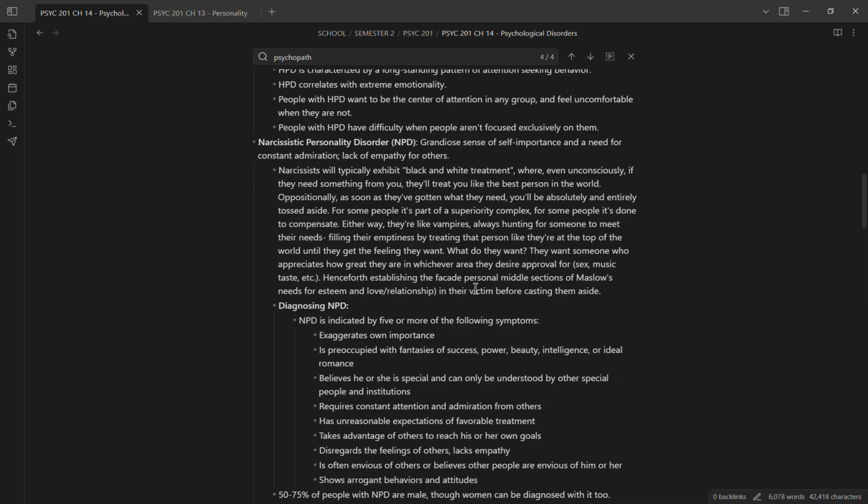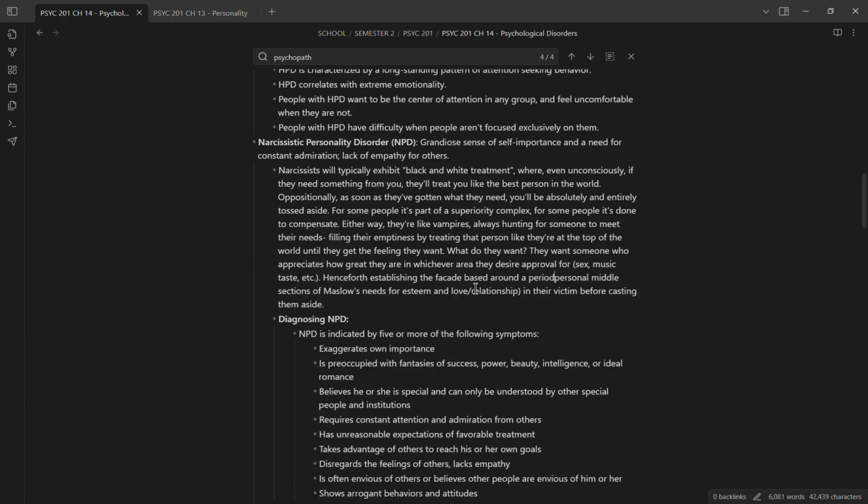Sorry, I was just rereading what I wrote. Yep, essentially black and white treatment. They treat you like a god until they don't need you anymore, and they treat you like shit, and what they need is for you to approve of them and whatever they think. Essentially, they establish a facade based around providing you with the middle sections of Maslow's hierarchy of needs, that being esteem and love and relationships in their victim before casting them aside. Sorry, just had to edit that.